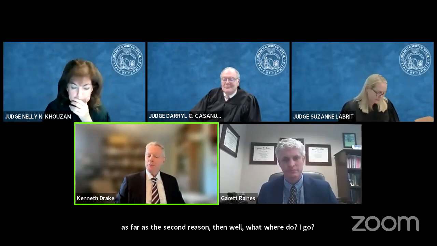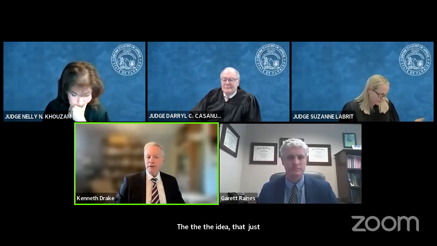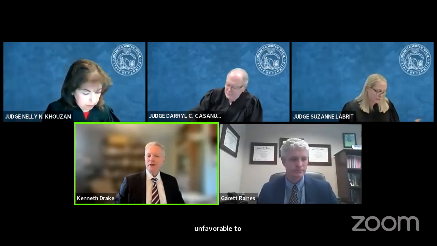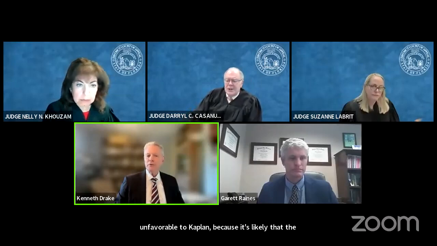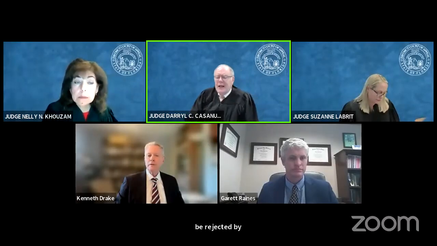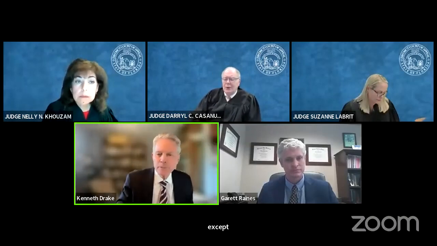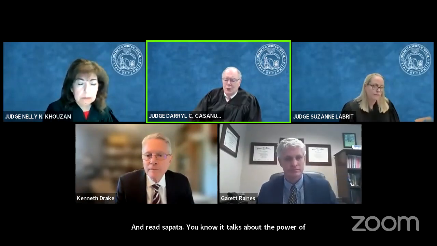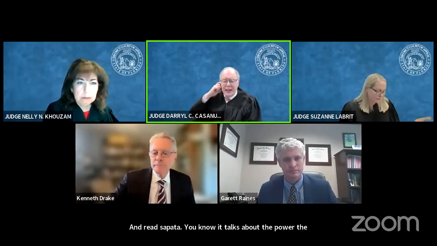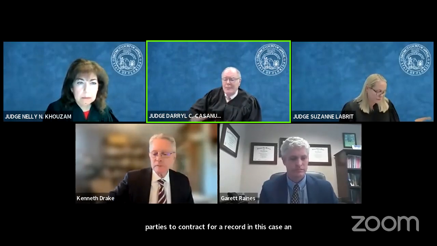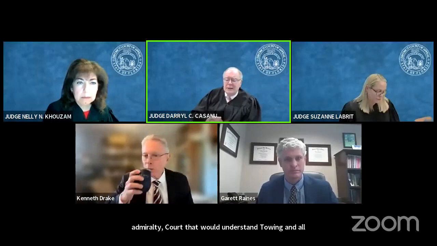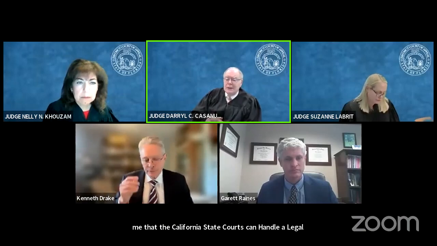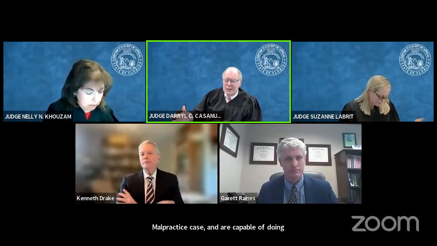The idea that just because the law would be unfavorable to Catlin, because it's likely that the statute of limitations doesn't apply, should be a reason that would be rejected by the court. Isn't this what the trial judge said, that it would be unjust? And my concern is that as I go back and read Zapata, it talks about the power of the parties to contract for a court, in this case, an admiralty court, that would understand towing and all that, and are capable of doing it. It would seem to me that the California state courts can handle a legal malpractice case and are capable of doing it. And there's nothing necessarily unjust about that.